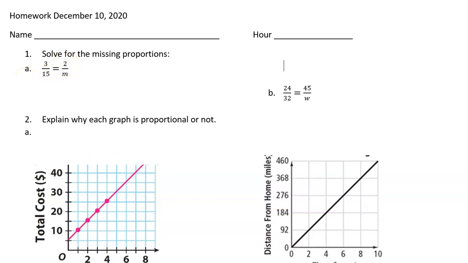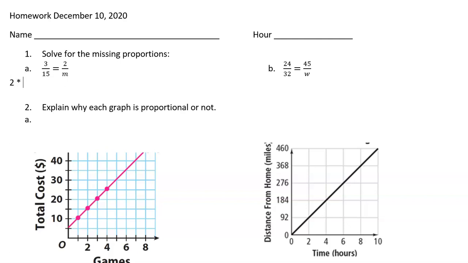So it'd be 2 times 15, and then you divide by the number that's not diagonal. So that'd be divided by 3. 2 times 15 divided by 3 is 10.